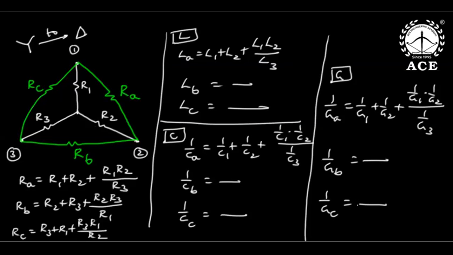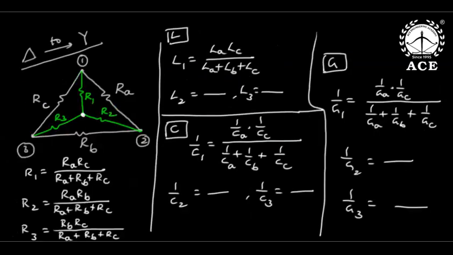At the same time, suppose there are three equal resistors in delta, then the corresponding value in star becomes divided by 3. Suppose R in delta, then this becomes R by 3. So if there are three equal resistors in delta, the corresponding value in star becomes one third.